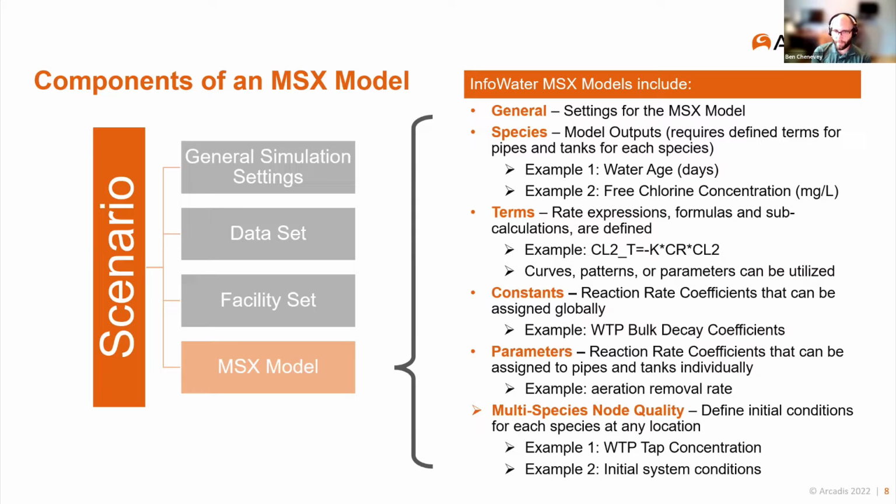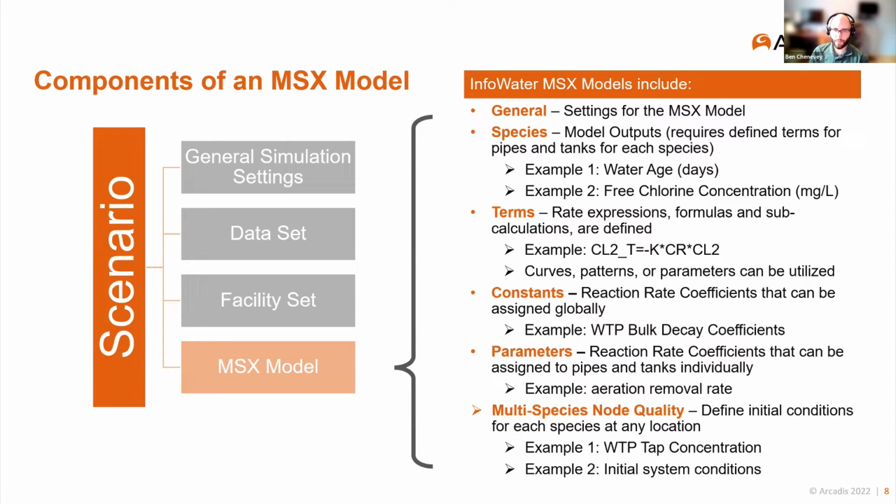We also have the capabilities for constants and parameters that we can use, for example, the bulk chlorine rates. We can input that and have that as a constant from a certain treatment plant. We can also have parameters that influence individual elements. For example, with THM aeration we can model that, and a specific tank or specific tanks in the system might have an aeration removal rate parameter that we could tie to it.